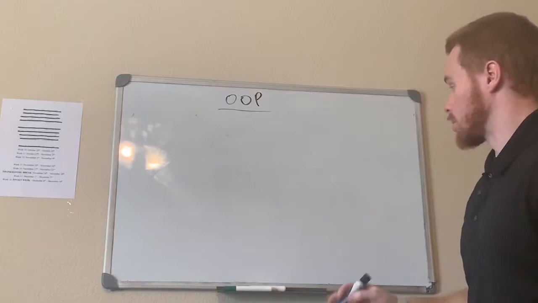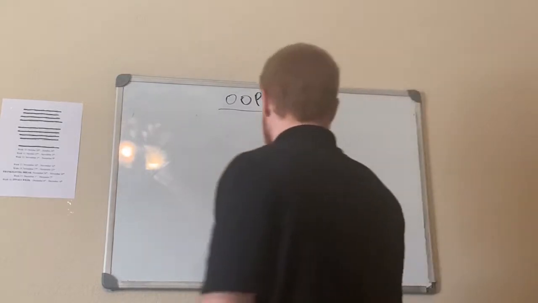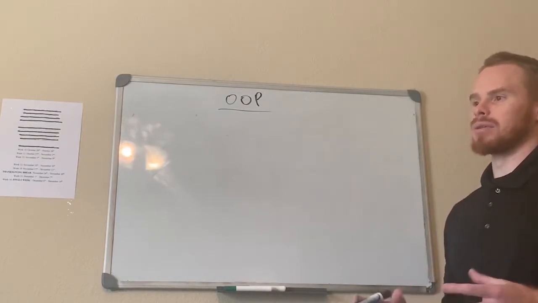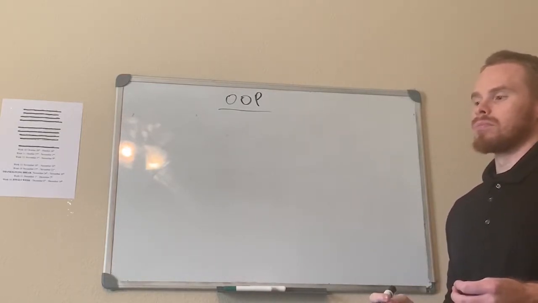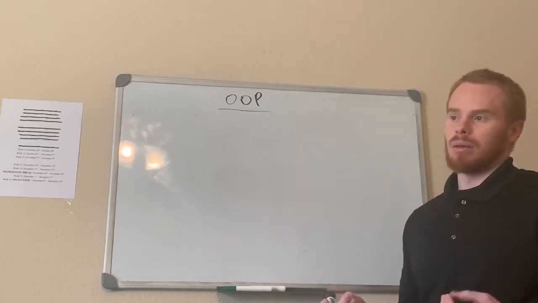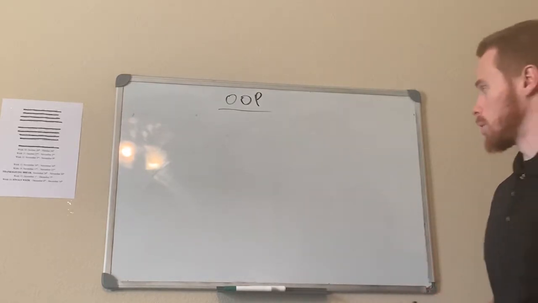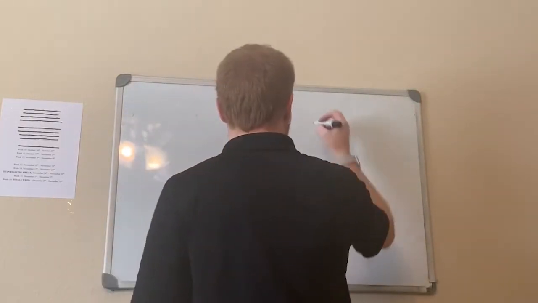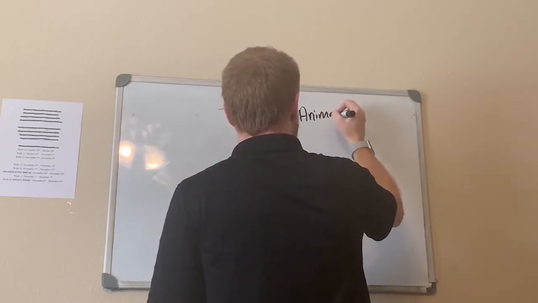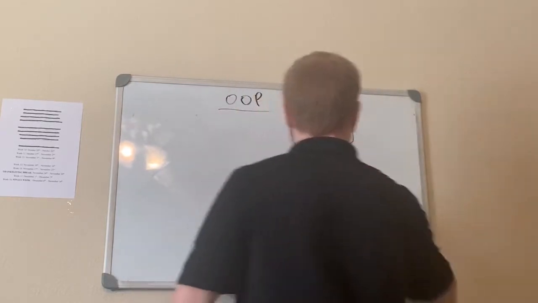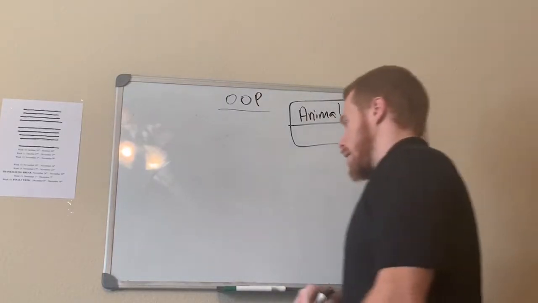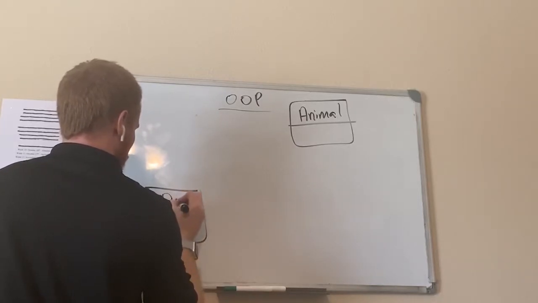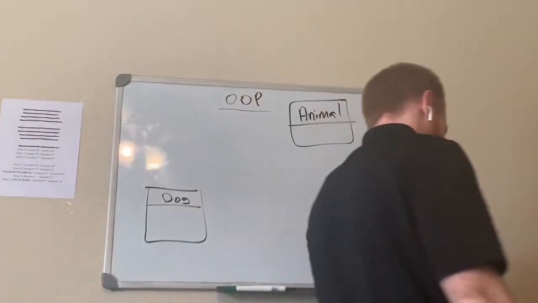Okay. Next topic is going to be polymorphism. Polymorphism, what does that mean? It basically means many forms. So when you create an object, let's go back to our animal class, and let's just say we have a dog class, okay?